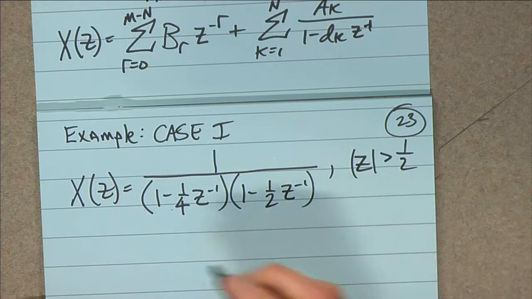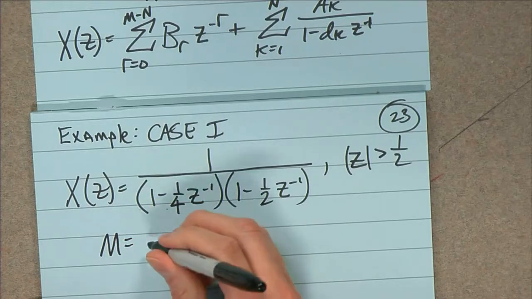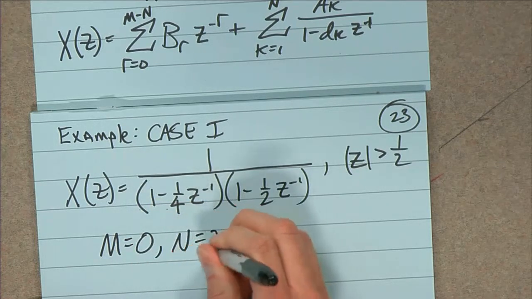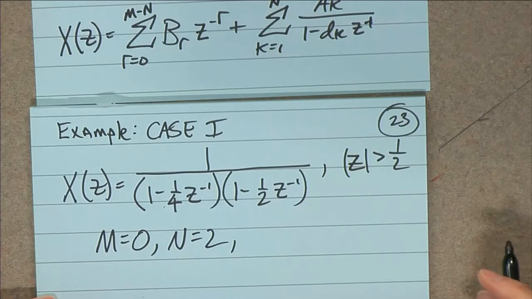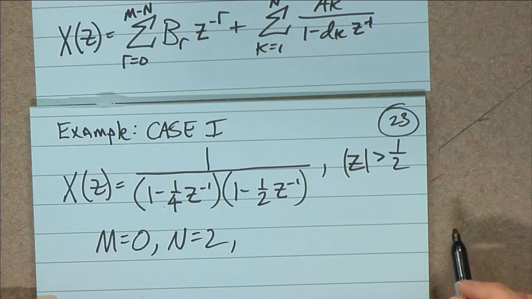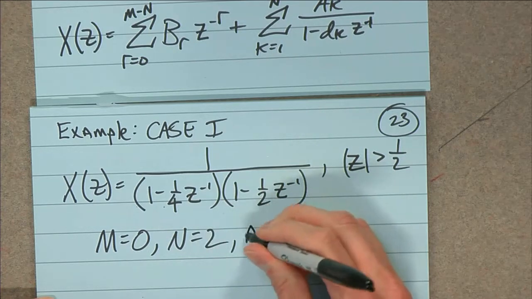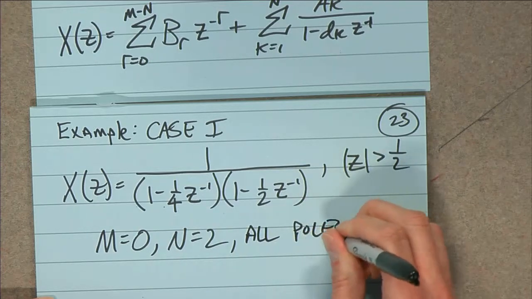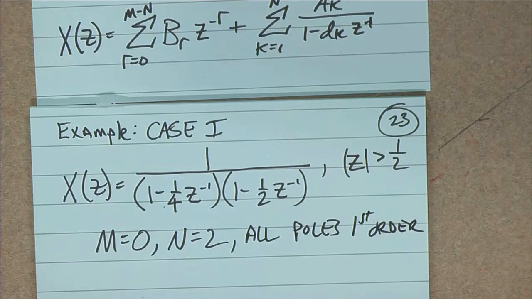So first off, what's m and n? Well, m was 0, n equals 2. Based on the formulation I used, I kind of stuck with the book's terminology, even though it's a little bit hard to remember. N is the degree of the polynomial in the denominator. And the good news, you look at this, well, all poles are first order. So, yep, we're in the right place. This is a case 1 situation.